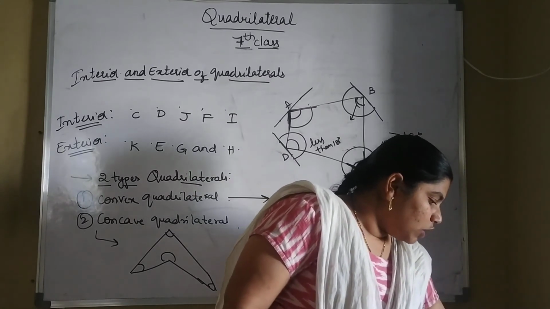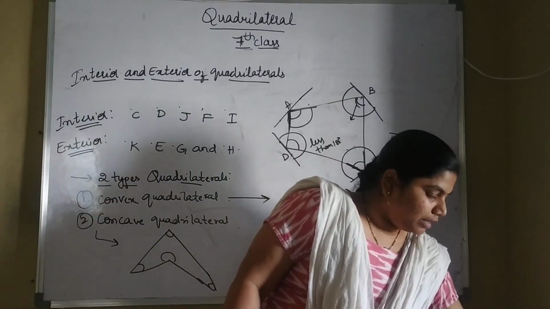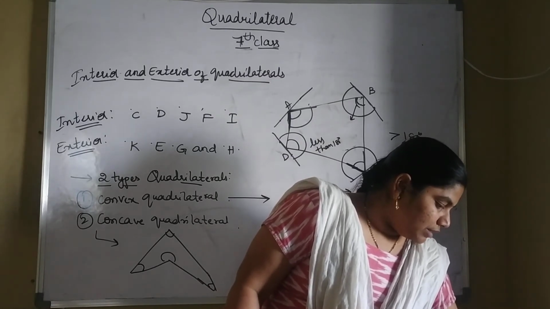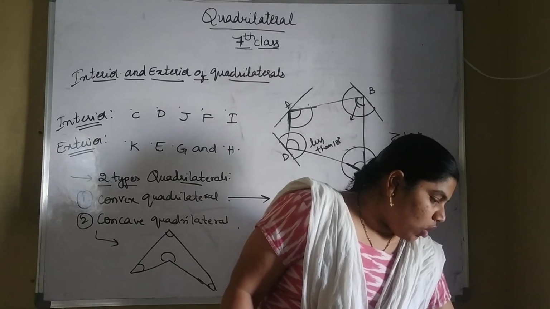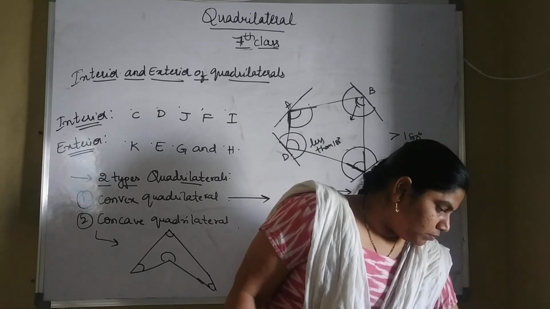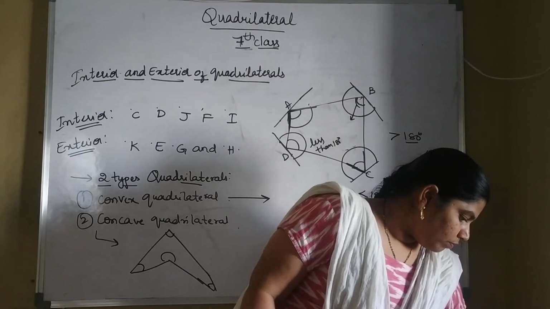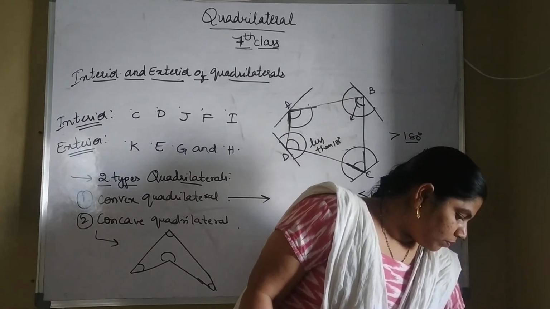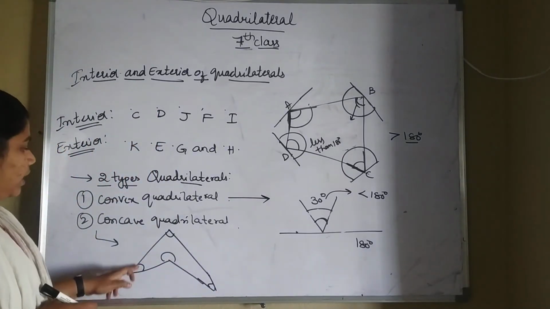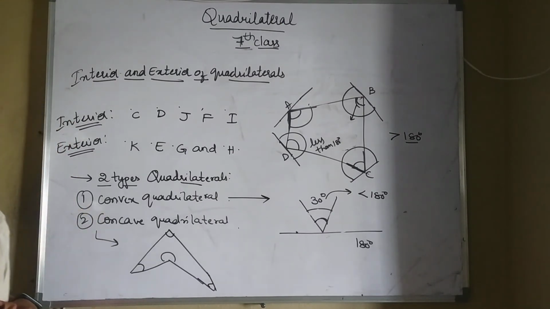So what do we call it? Concave quadrilateral. What do you mean by concave quadrilateral? Concave quadrilateral means any one of the angles is greater than 180 degrees. If it is greater than 180 degrees, we will call it a concave quadrilateral.